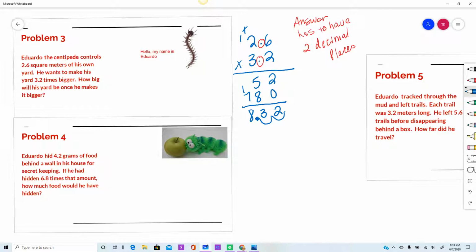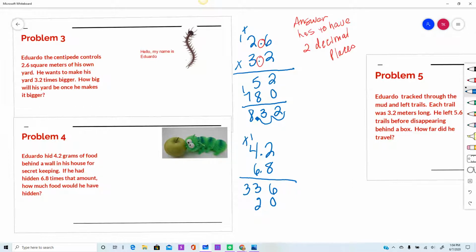Eduardo hid 4 2/10 grams of food behind a wall in his house for secret keeping. If he had hidden 6 8/10 times that amount, how much would he have hidden altogether? Check that out. 4.2 times 6.8. 8 times 2 is 16. Group the 1. 8 times 4 is 32 plus 1, 33. Start my second row with a 0 as a placeholder. 6 times 2 is 12. I'm done with that one.